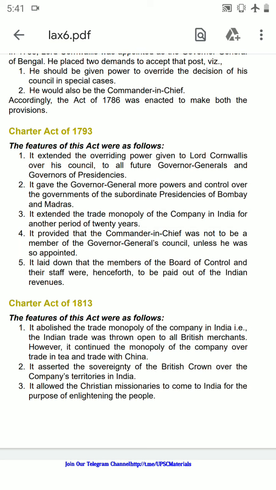It extended the trade monopoly of the company in India for another period of 20 years. It provided that the Commander-in-Chief was not to be a member of the Governor-General's Council unless he was so appointed. It laid down that the members of the Board of Control and their staff were henceforth to be paid out of the Indian revenues.